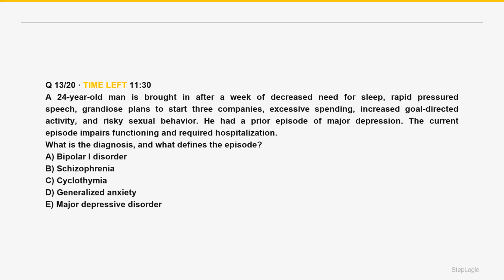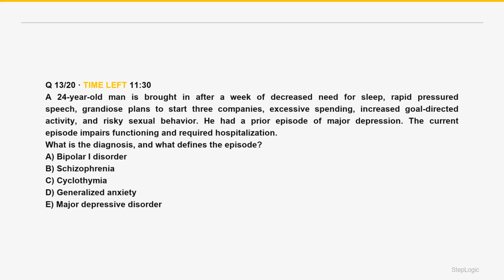What is the diagnosis and what defines the episode? A 24-year-old man is brought in after a week of decreased need for sleep, rapid pressured speech, grandiose plans to start 3 companies, excessive spending, increased goal-directed activity, and risky sexual behavior. He had a prior episode of major depression. The current episode impairs functioning and requires hospitalization. Read the command: diagnosis, and what defines the episode.